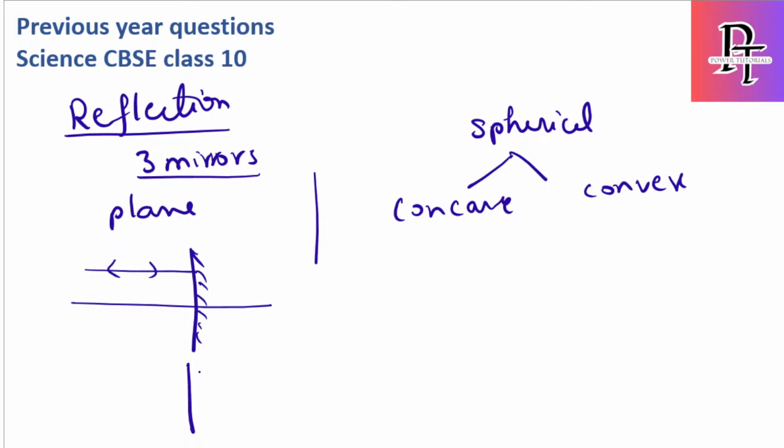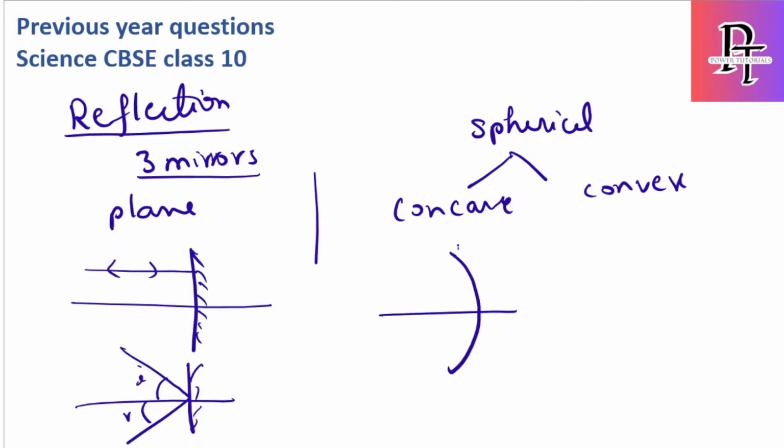For concave mirror, the mirror will be like this, and for convex mirror it will be like this. So concave will be like this, whereas convex will be like this. So these are the 3 mirrors we have for reflection. So what are the laws of reflection? We have 2 laws of reflection.